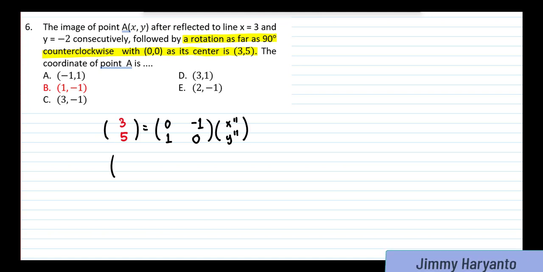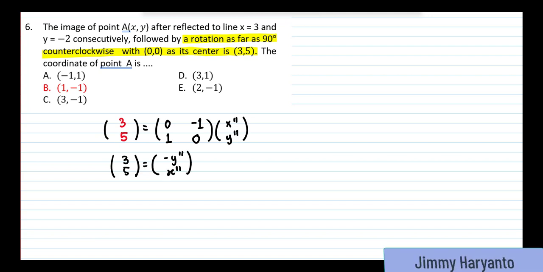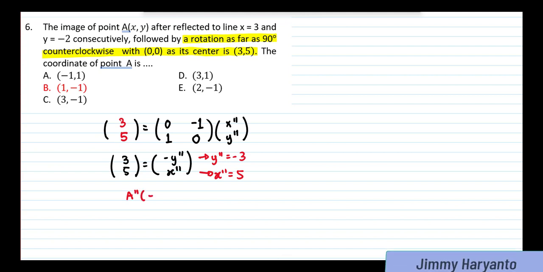And then the next thing you have to do is to multiply the matrix. You will have negative y double prime for this one, and x double prime for that one. That means we can find y double prime equals -3, and x double prime equals 5. So A double prime will be 5, -3. There you go. And then let's continue. Remember, move backwards.